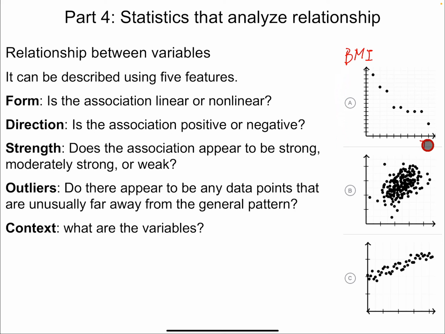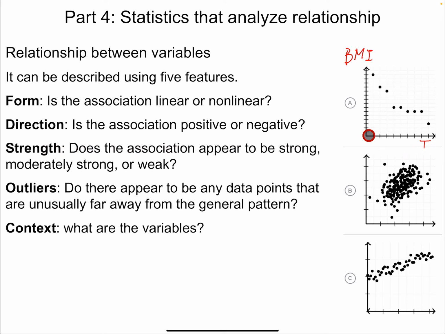This relationship appears to be linear. This is related to form. The relationship between BMI and time spent on exercise appears to be negative. When time increases, BMI reduces. This is related to direction. This relationship appears to be strong, and this is the strength.